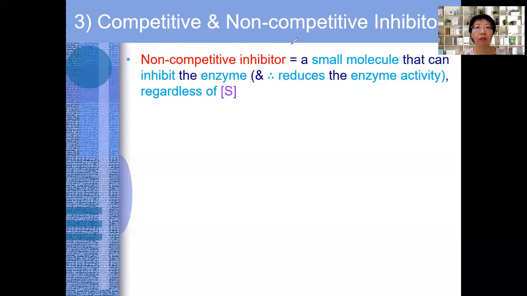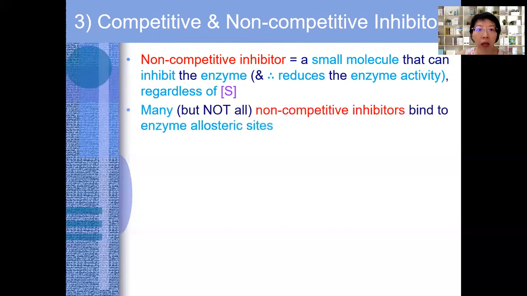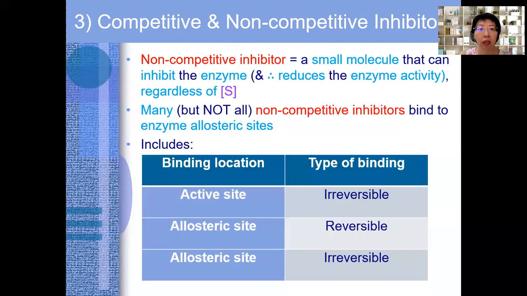Okay, because it's VIP, right? So I don't care how many substrate I have, definitely I got a seat for the enzyme. So that's what I have modified in my PowerPoint. There's one more thing I also write there to stress: many, but not all, non-competitive inhibitors bind to enzyme allosteric site. So that's why in the definition, it didn't mention that it binds to allosteric site. Majority bind to allosteric site, but some non-competitive inhibitor can also bind to active site, but it binds irreversibly.